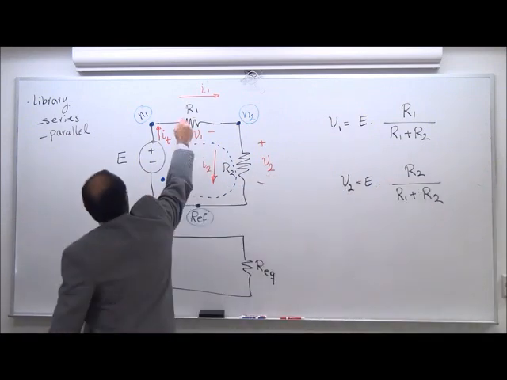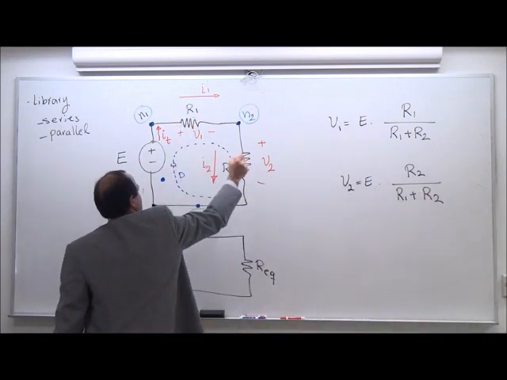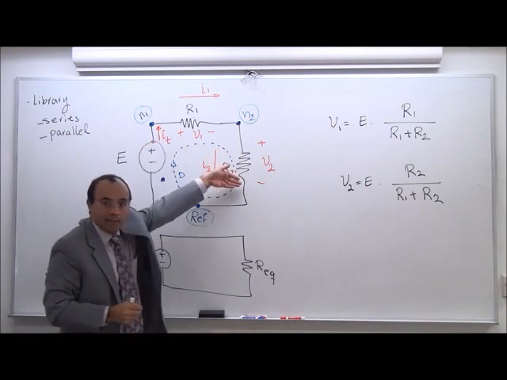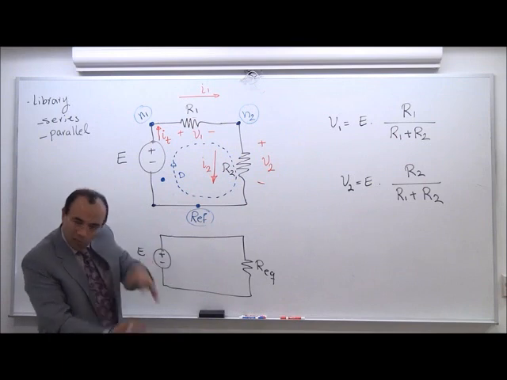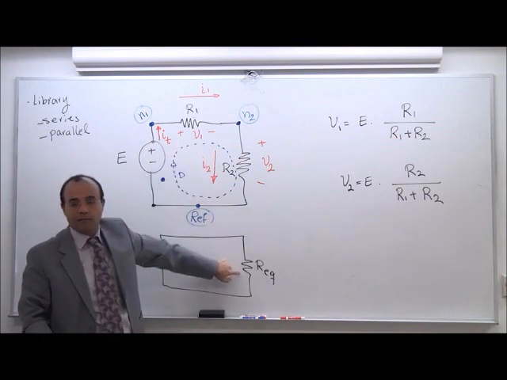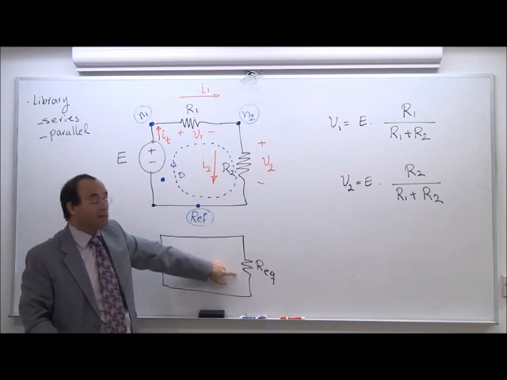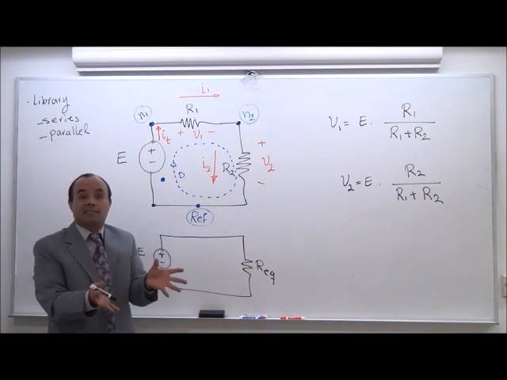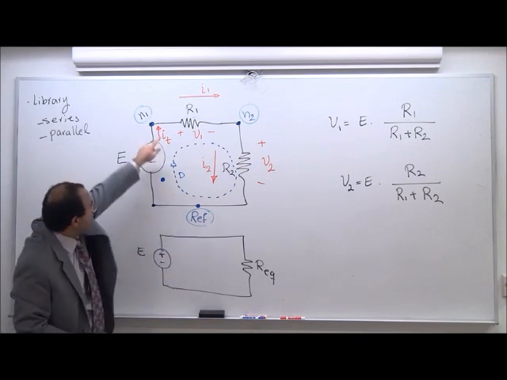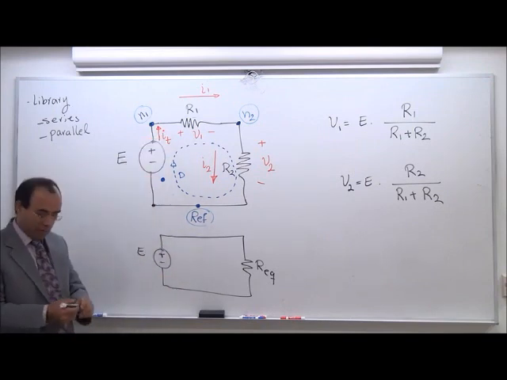I want you to put this and this into this. I don't care what happens inside. Of course, when I squeeze this, I'm going to lose V1 and V2. I can't find V1 and V2 inside this anymore. I lost that information, but I don't care. All I care about is these two nodes from the source point of view.